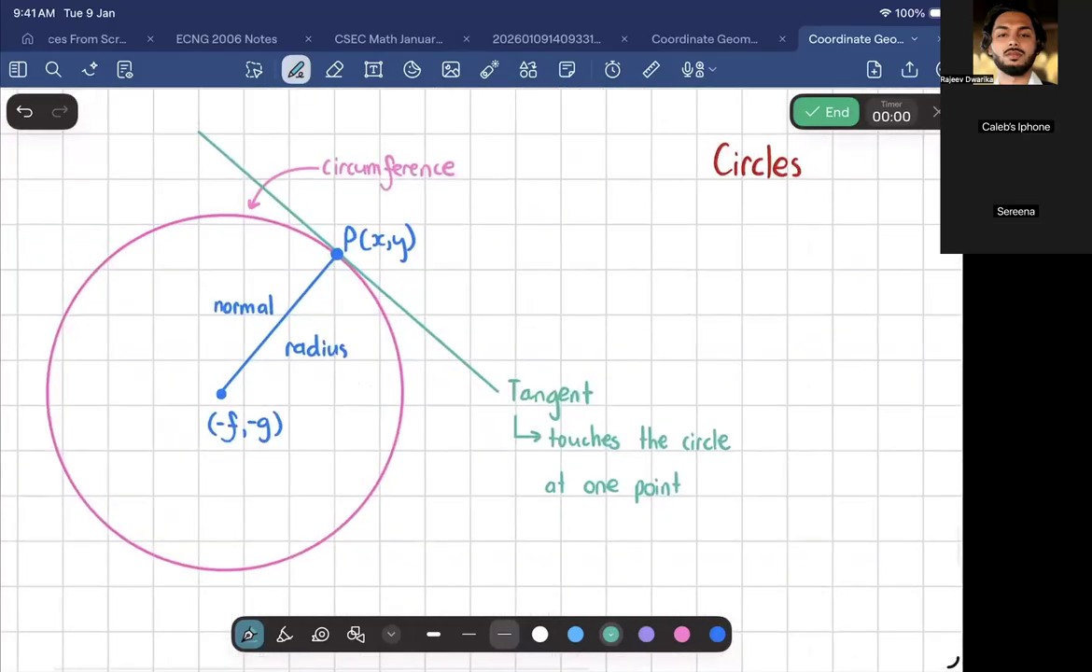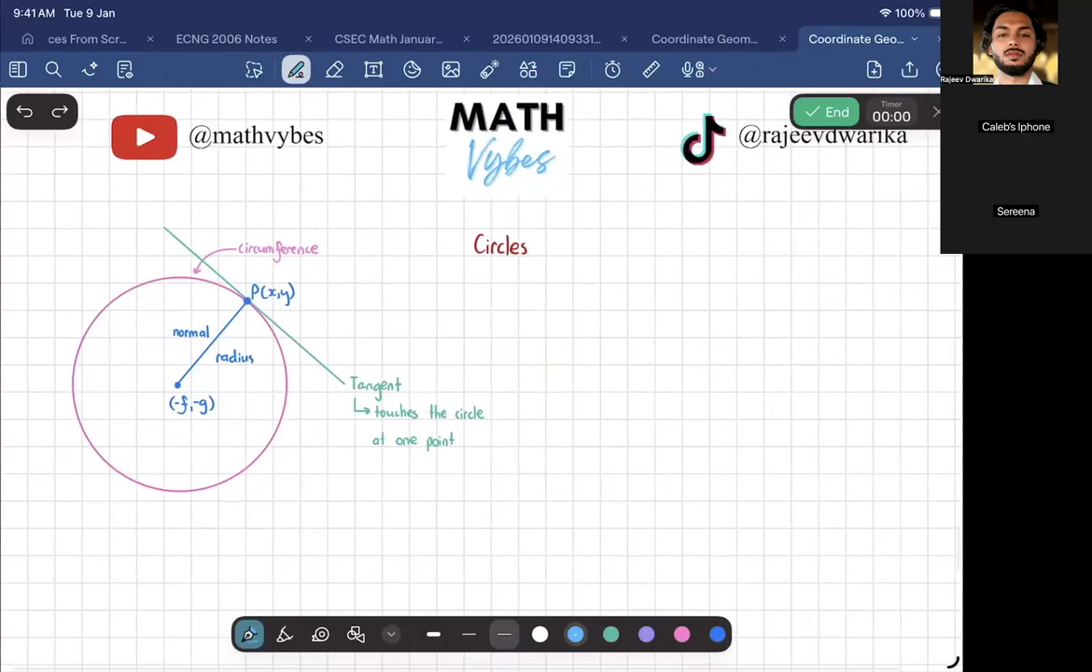Nice. Would this be a tangent? No, sir. No, that would actually be something called a secant. That's a secant, not a tangent.